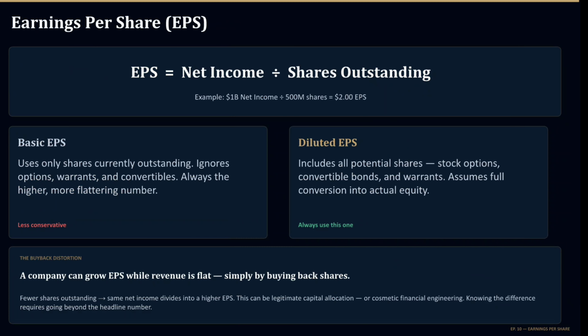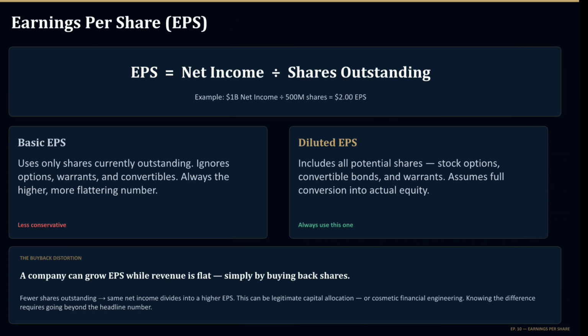Basic EPS uses only the current shares outstanding. Diluted EPS includes all potential shares: stock options, convertible bonds, warrants, that would become real shares in the future. In most cases, investors should focus on diluted EPS. It reflects the potential impact of future share dilution and is a more conservative number.